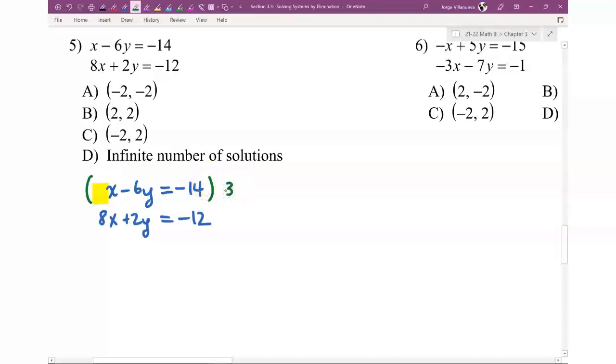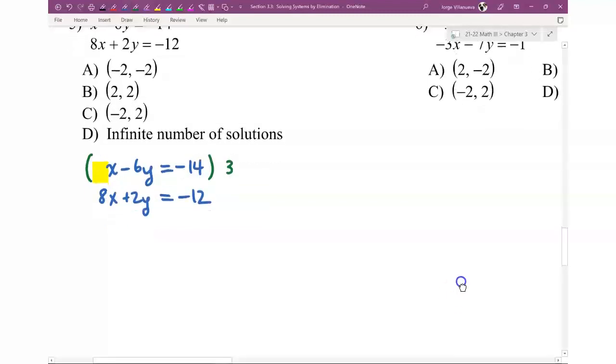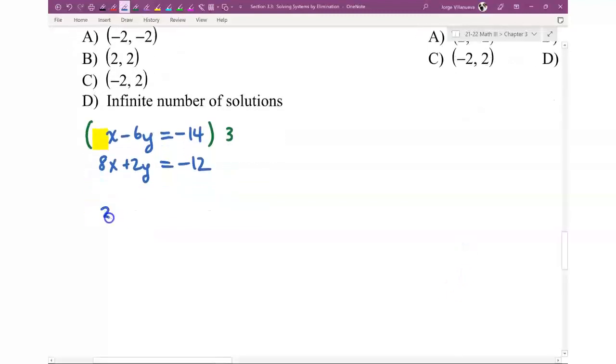I'm going to multiply by 3. Everything is going to get multiplied by 3 on the top equation. So here we go. This is what makes these problems the hard ones, okay? So 3 times x is 3x, minus 3 times 6, that's 18y. And 3 times negative 14, what is that? 42, so negative 42. That's our new top equation right there.